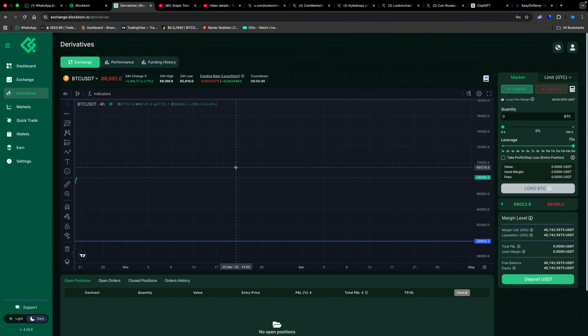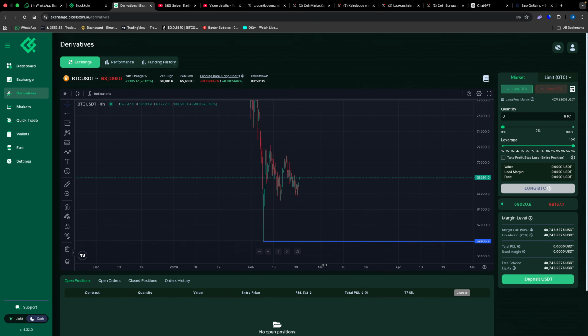So that is lesson 3. Next lesson, which will be lesson 4, we'll cover trends versus ranges and how to approach each environment differently. Always remember, protect capital first, growth comes after.